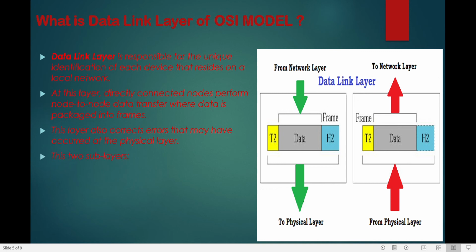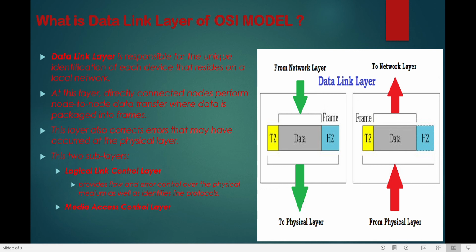There are two sublayers which are part of the data link layer. One is known as the logical link control layer. This layer provides the flow and error control over the physical medium, as well as identifying the line protocols which need to be followed.